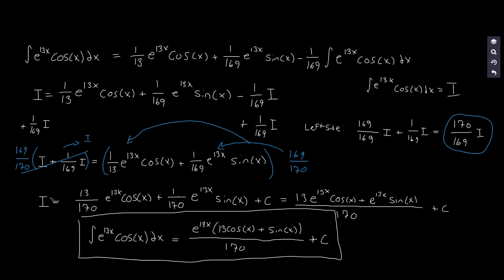The indefinite integral of e raised to the power of 13 times x times cosine of x with respect to x equals e raised to the power of 13 times x times 13 times cosine of x plus sine of x over 170 plus the arbitrary constant. Let's do an integral that requires integration by parts, but let's do a definite integral.